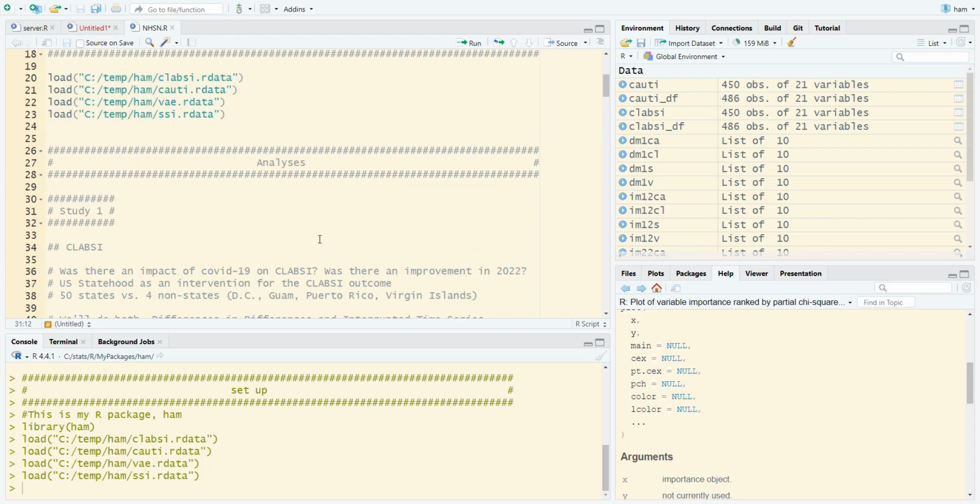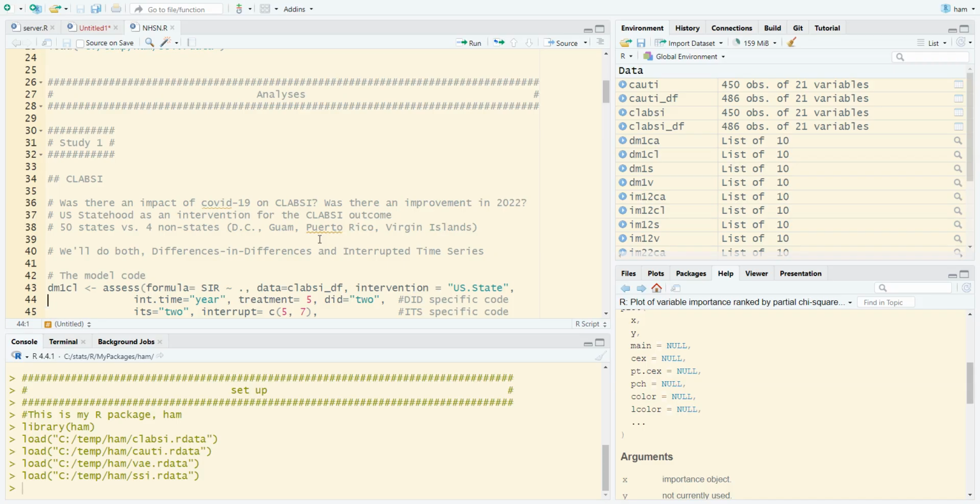Okay, so we're going to go down to our analyses. We're going to do two different studies. The first we're going to look at is on CLABSIs, and we're going to answer a couple questions. The first question being, was there an impact of COVID-19 on CLABSI? Was there an improvement in 2022? These are just broad general questions, but we want to see if, starting in 2020, there was a change in the SIR, and did we see another difference in 2022?